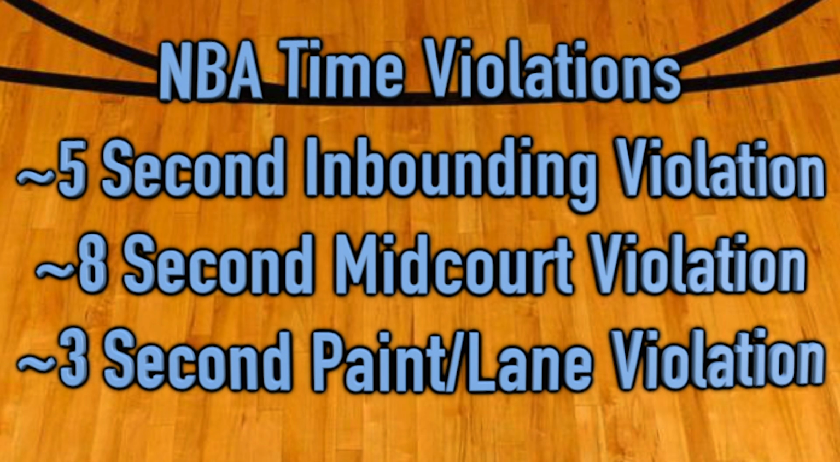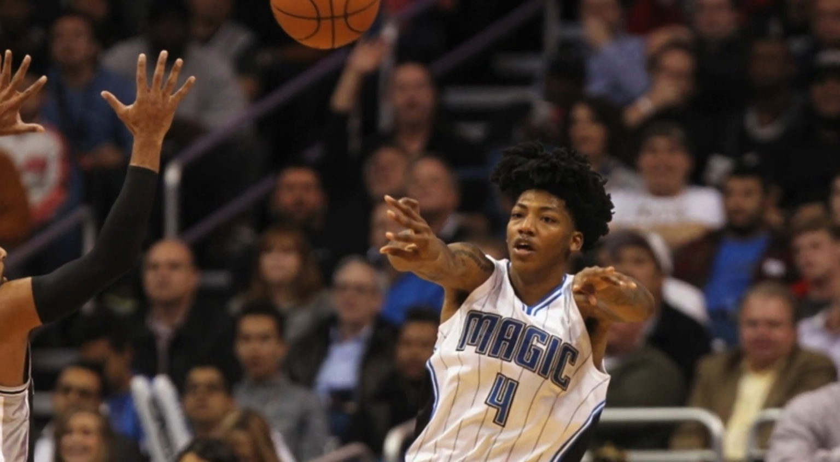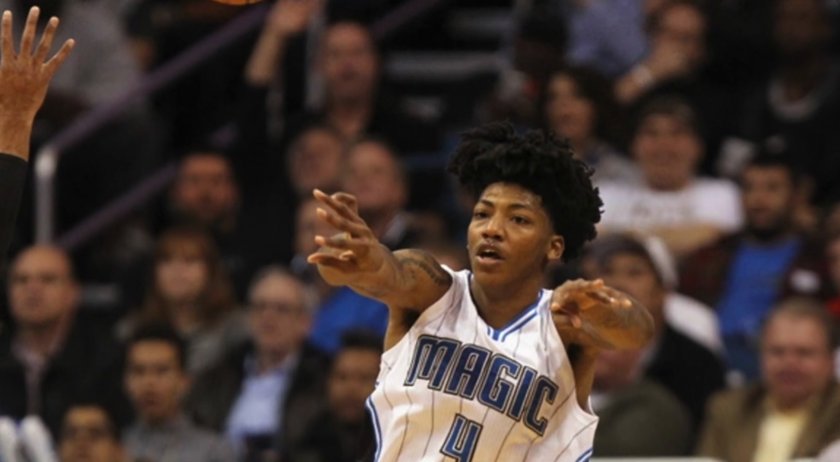Some other rules involving time constraints in a typical NBA game. We've got the 5-second violation. Every time a team is inbounding the ball after a made basket or a dead ball situation, they've got 5 seconds to pass the ball in play or else they turn the basketball over to the other team.